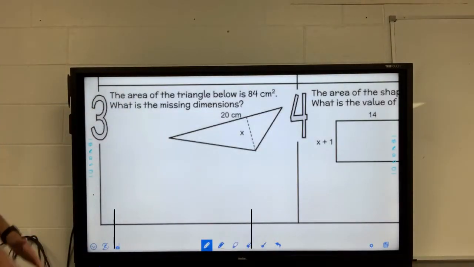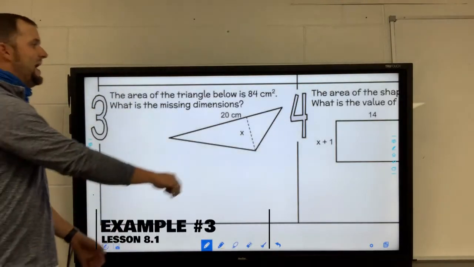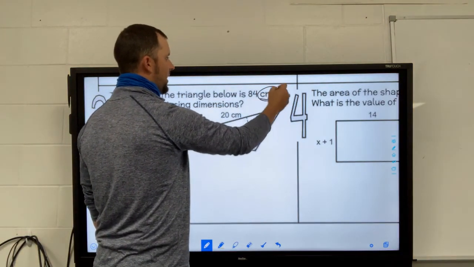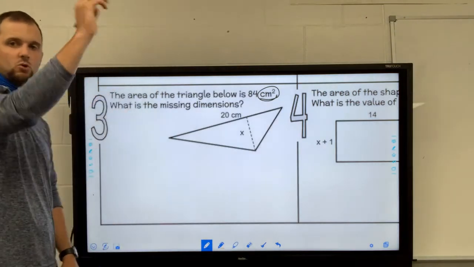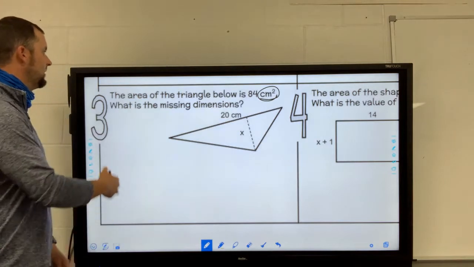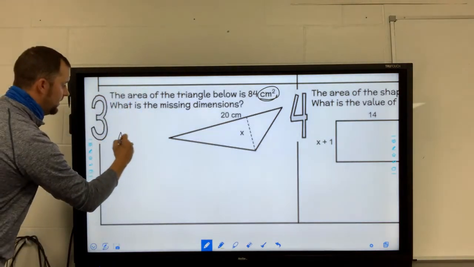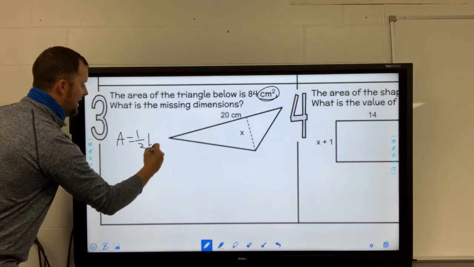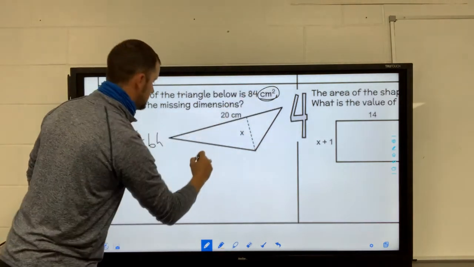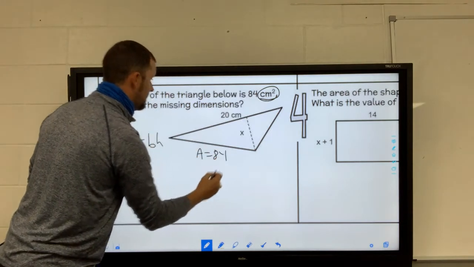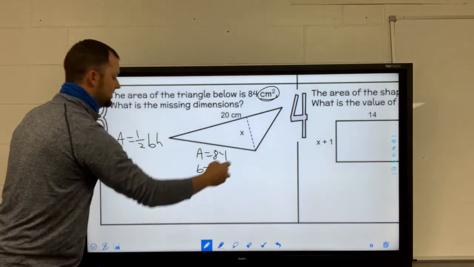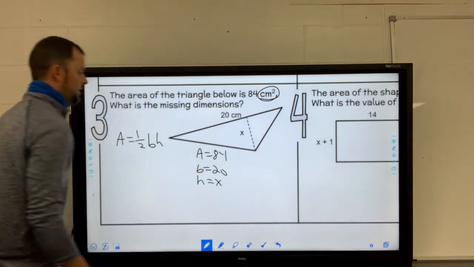On example number 3, it says the area of the triangle below is 84 centimeters squared. And key thing, if you ever see centimeters squared, it automatically means area, or that squared symbol. What is the missing dimension? So it looks like the area of a triangle, I automatically know area of a triangle is A equals 1/2 base times height. I've been given the area, so this is my A. So A is going to be 84. I've been given my base, which is going to be 20, and then it looks like I'm trying to find my height. So I need to find my height.